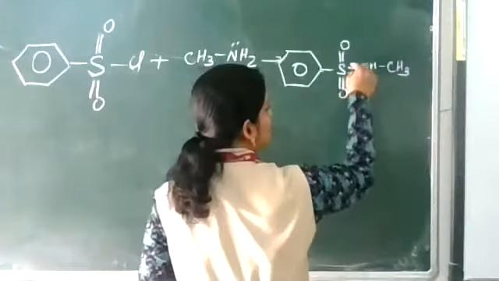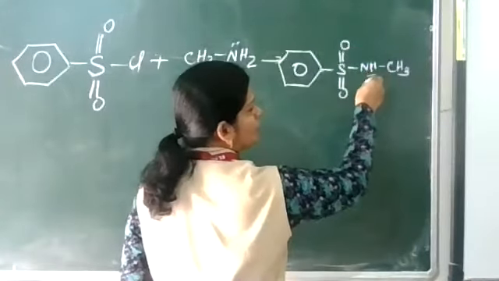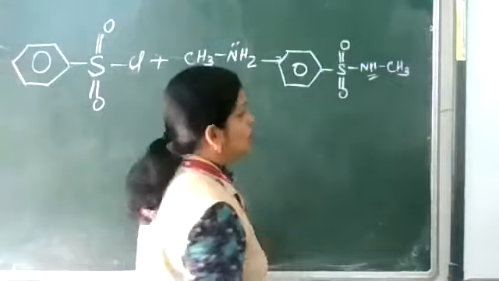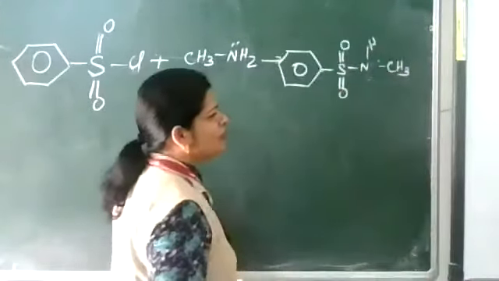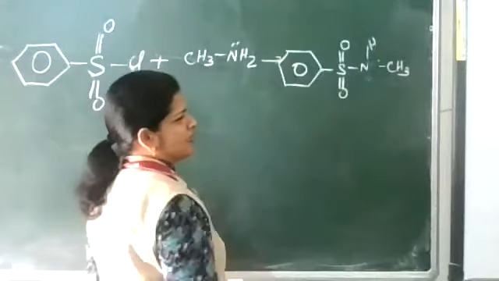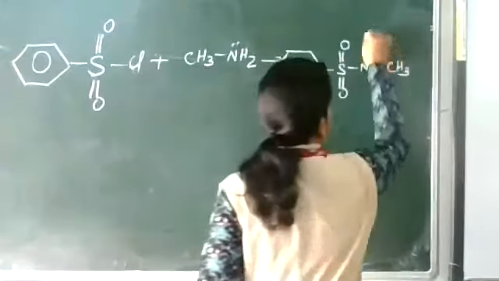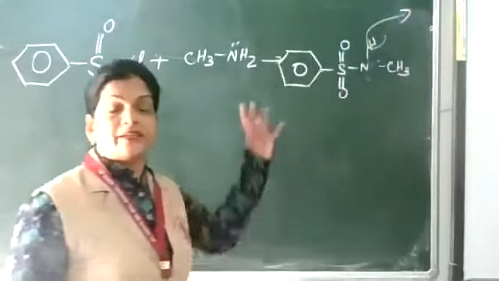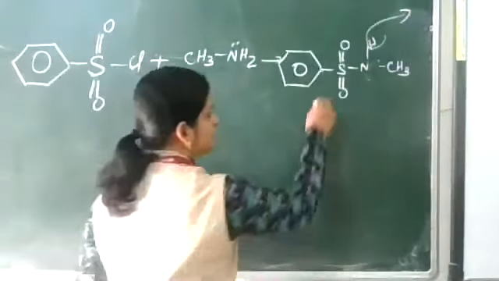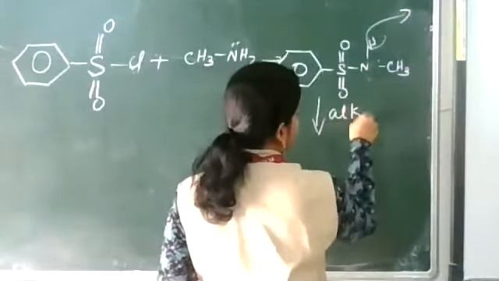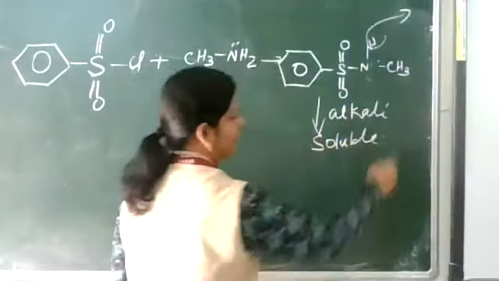Due to the high electron withdrawing effect of the S double bond O groups, this N-H hydrogen will be highly acidic. The pair of electrons on nitrogen is pulled very easily toward the sulfur side, so H can be liberated as H plus. If you treat this with an alkali, it will be soluble.